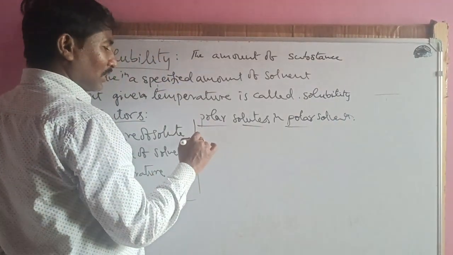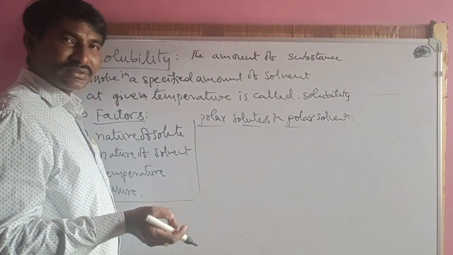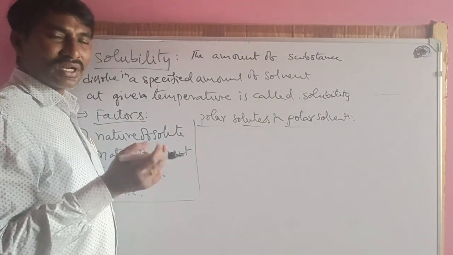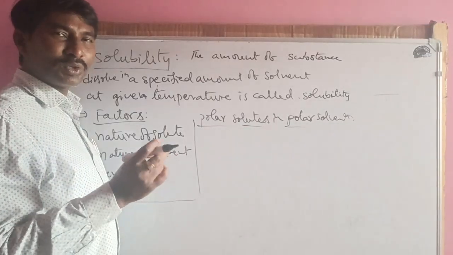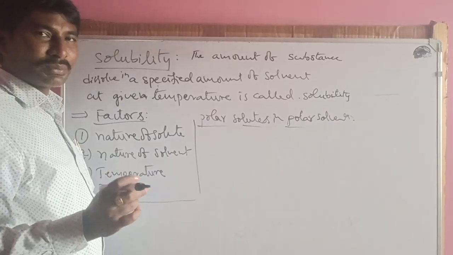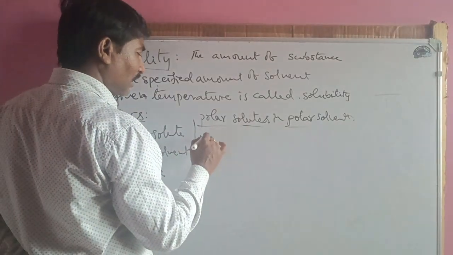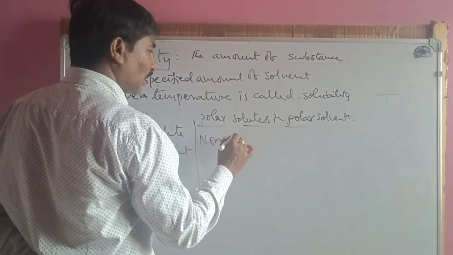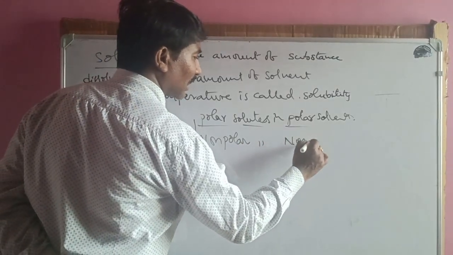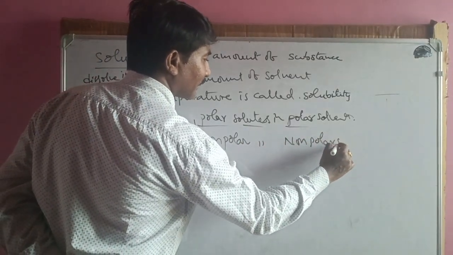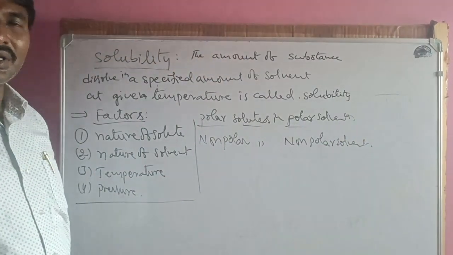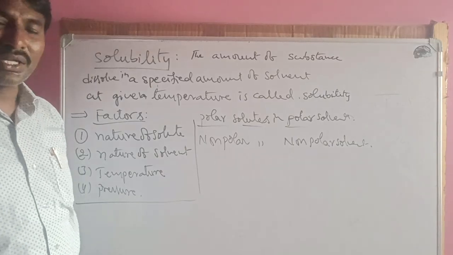Same thing here, naphthalene and anthracene are generally dissolved in benzene. Naphthalene and anthracene are both organic compounds, and benzene is an organic compound, so it is non-polar. Non-polar solids dissolve in non-polar solvents. Polar solids dissolve in polar solvents, non-polar solids dissolve in non-polar solvents.